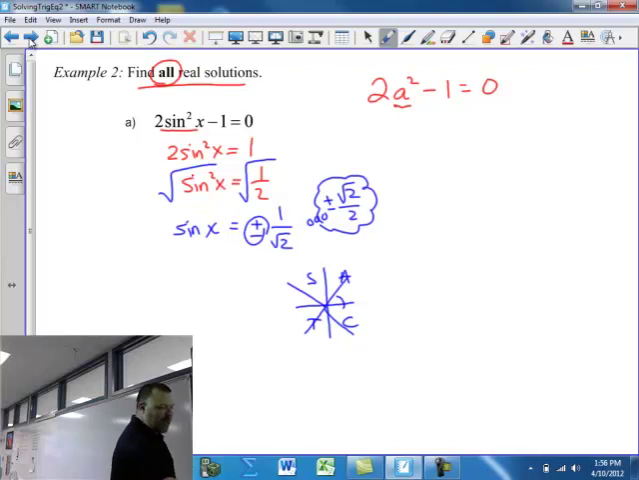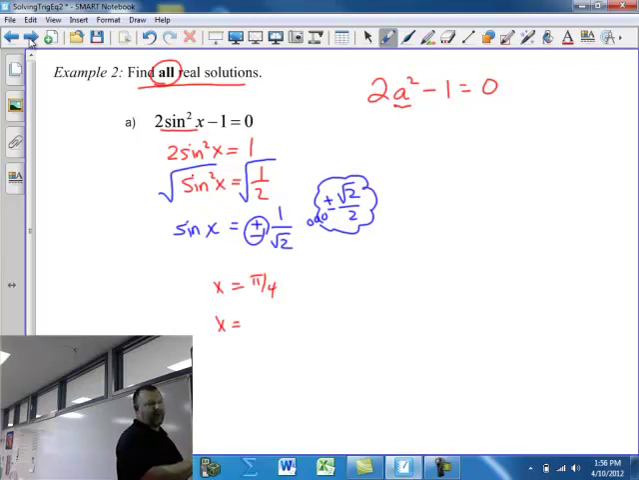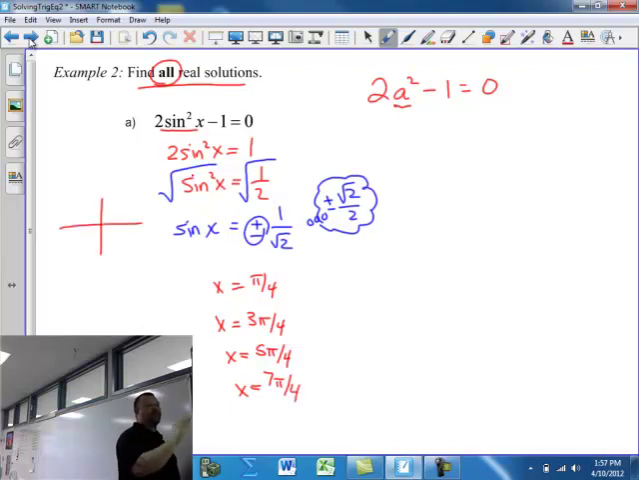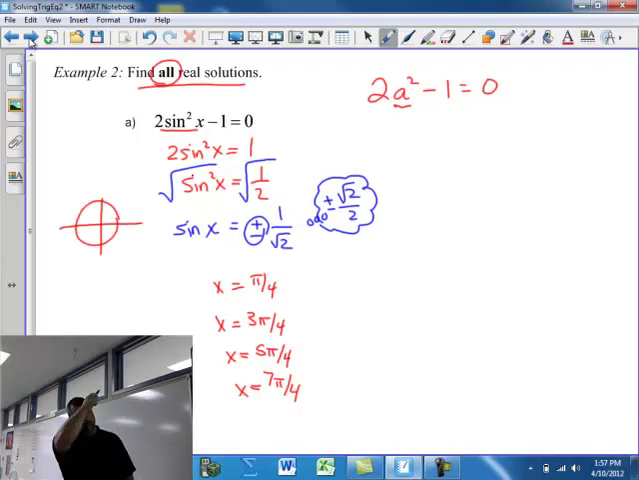Pi over 4, let me get rid of this silly picture because I'm going to need my space. Yes, you will. X equals pi over 4, 3 pi over 4, 5 pi over 4, and 7 pi over 4. Now, that would be if I limited my world from 0 to 2 pi and went one trip around the circle. Correct? So if the directions were like example 1, we'd stop there. Correct.